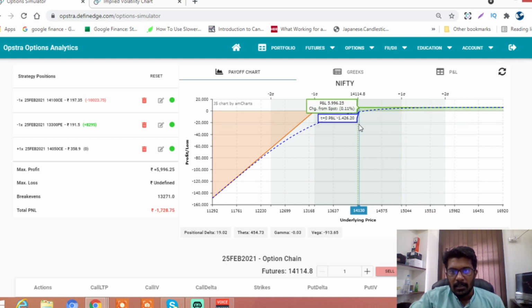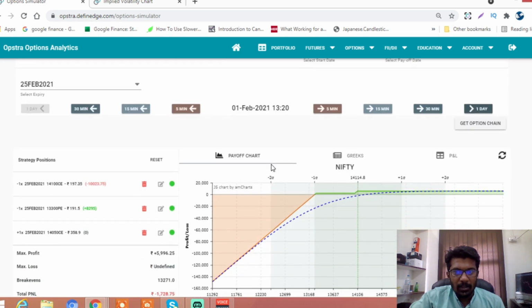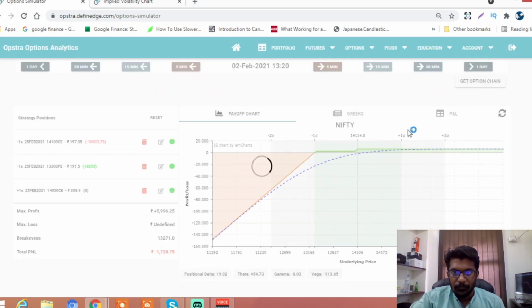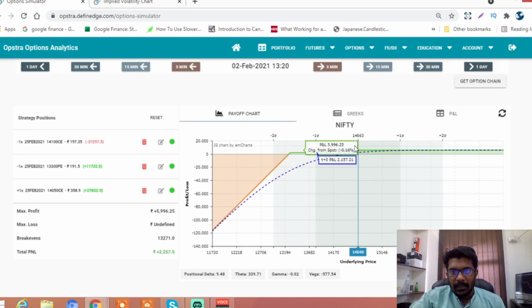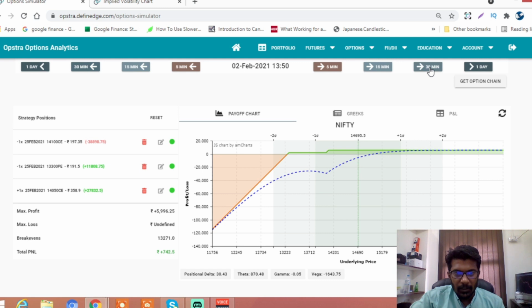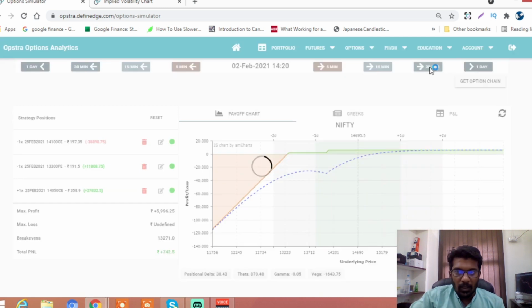Market was bullish on 1st of February. After that, on 2nd of February, actually market gapped up. You are going to see that in few minutes. Let me show you. See, market has gone from 14,100 on 2nd of February, market has gapped up and it has gone to 14,600. We'll continue with this trade and see what happens.